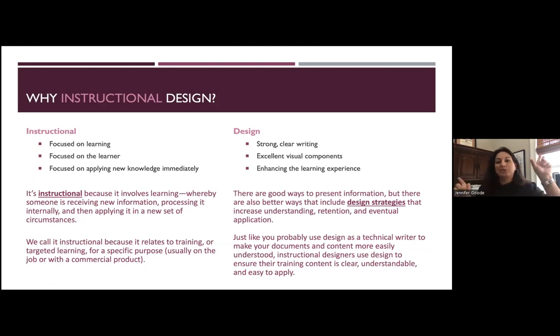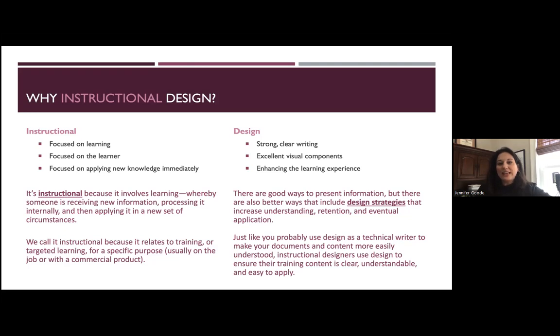So if we break down the term instructional design, instructional, we're focused on the learning, the learner, applying new knowledge. Guys, technical writers have already been doing this for decades. They're focused on audience members. They're focusing on bringing them new information that they can use. Like, this is nothing new. But what we are doing is calling it learning, and we're using some applied psychology and learning psychology to make it even better.